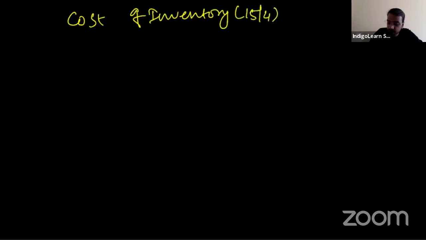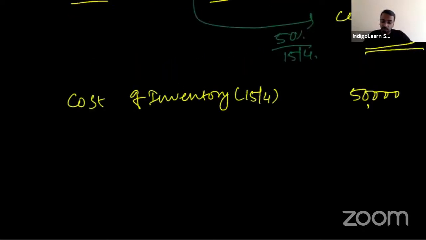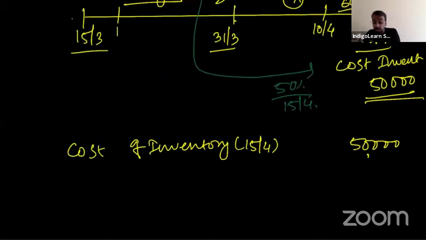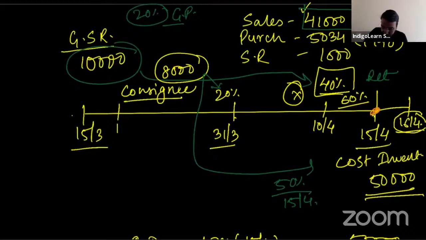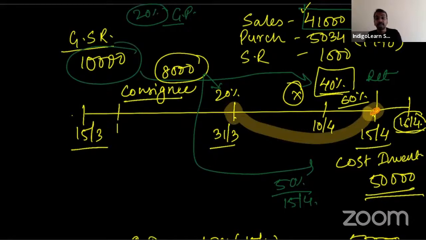To begin with, what was the cost of inventory? First you will write it down. Cost of inventory on 15th of April is 50,000. Now we have to do adjustments. What is the adjustment? We have to come back from 15th of April to 31st of March, which means if any sale has happened, you have to add it back. If any purchases has happened, you have to reduce it. The sales return treatment will be exactly opposite. Okay, and we know the gross profit that has happened.